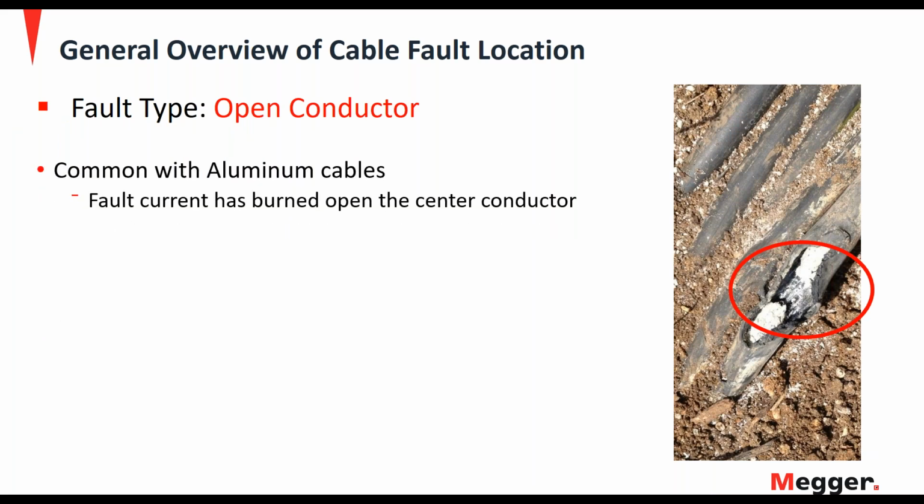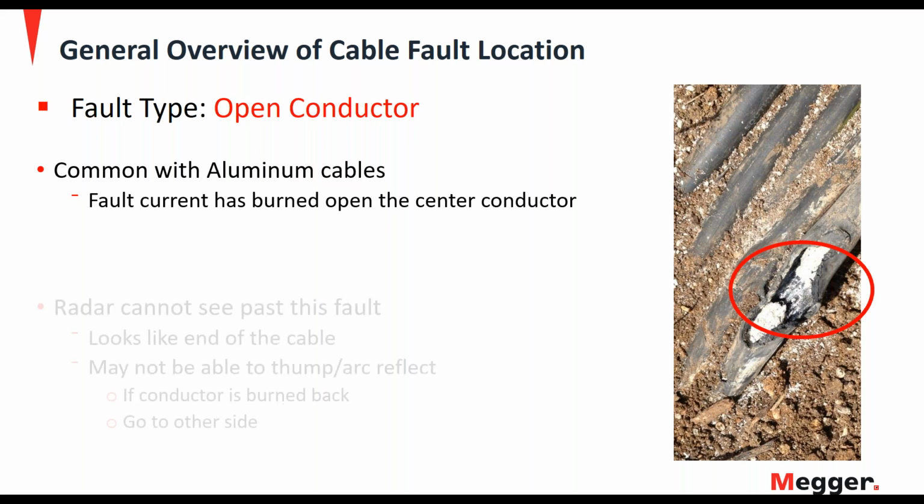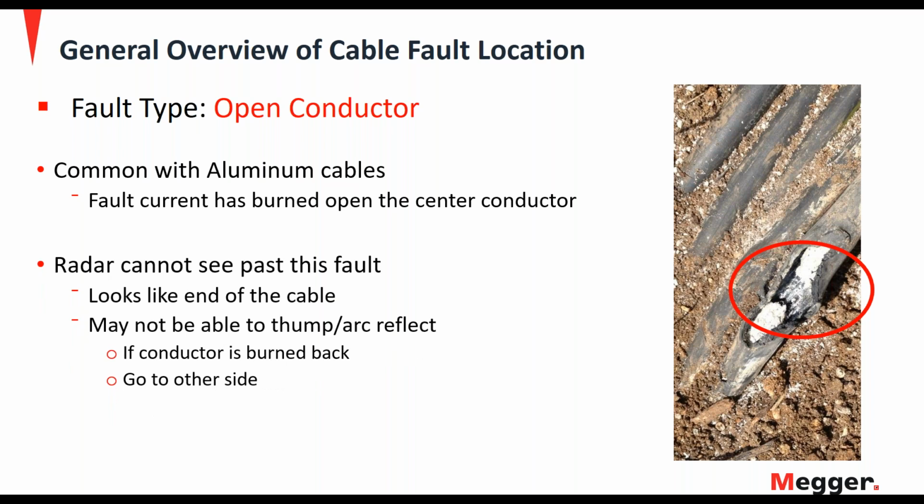This is where the fault current has burned the center conductor clear in half, or perhaps it was burnt in half because during the sectionalizing process, maybe they reclosed on it several times, so the fault saw fault current numerous times and it burnt it in half. Now the radar cannot see past this fault. It can see up to it, but it can't see past it. And we'll talk about it later, but on the radar signature, it looks just like the end of a cable.